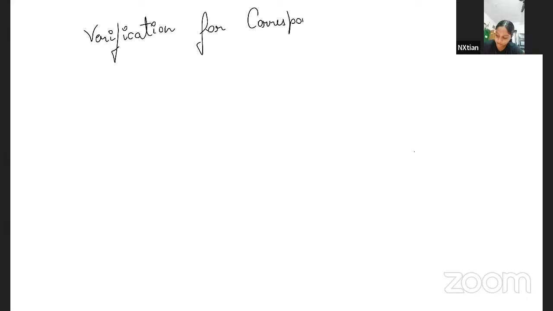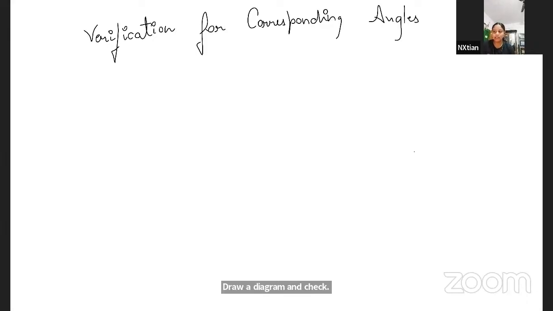Corresponding angles. So let's talk about it. Now we are going to draw a diagram and verify. So I'm going to give you the steps, and you guys can follow it.